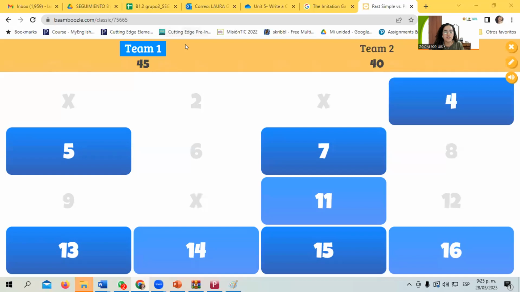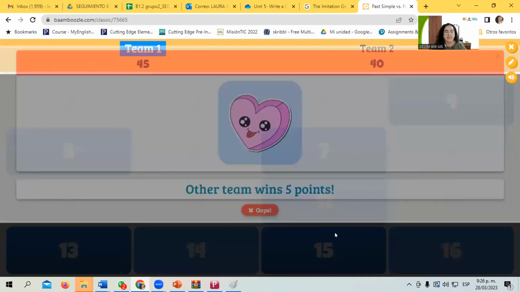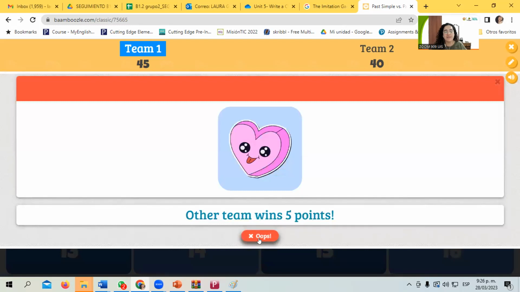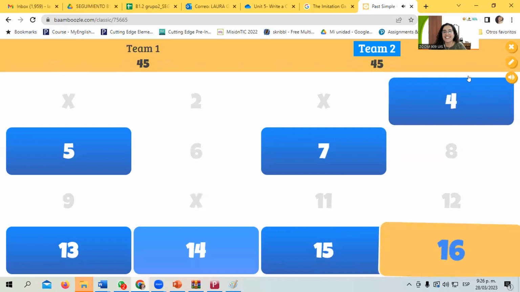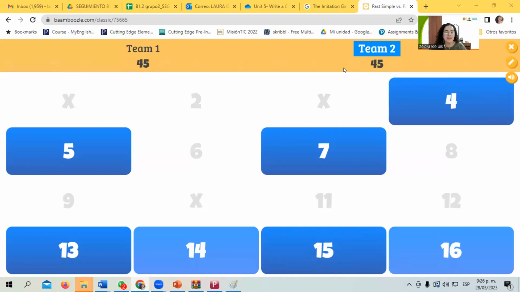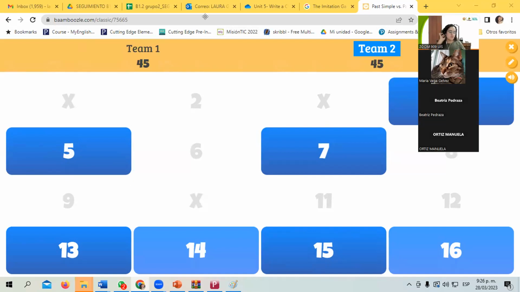Continue with another student, maybe Manuela, for group number 1. Teacher, I say 11. Yep. Oh, the other team wins 5 points, sorry. Let's go with group number 2 again. Teacher, sorry for the last sentences. Is a sequence, but is a sequence? Is it the past too?